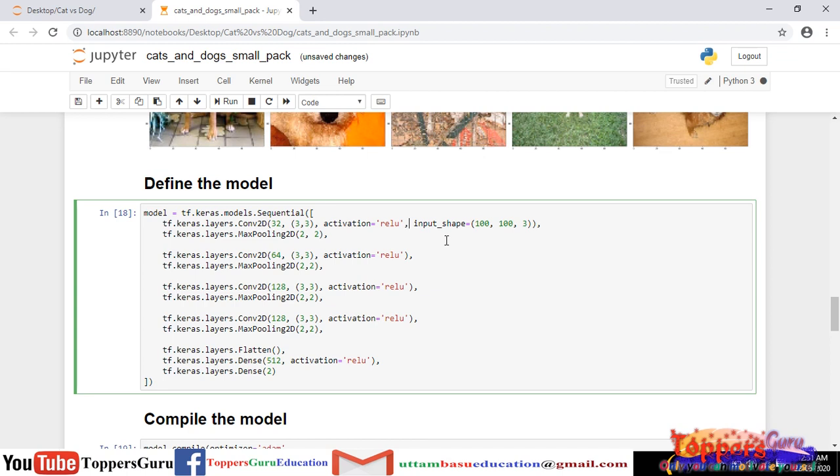The rectified linear activation function is a piecewise linear function that will output the input directly if it is positive. Otherwise, it will output 0. That means when the input is negative, then the output will be 0. It has become a default activation function for many types of neural networks because a model that uses it is easier to train and often achieves better performance.